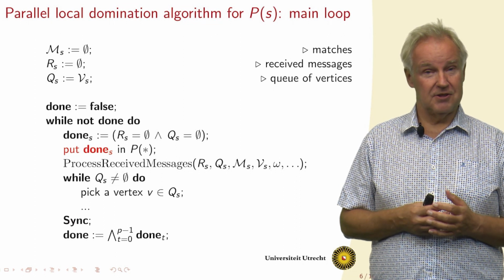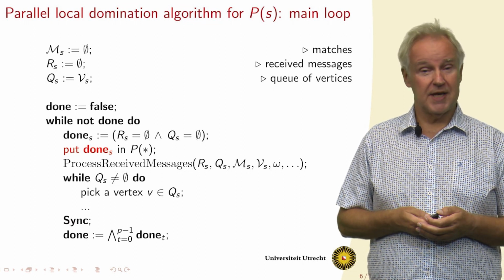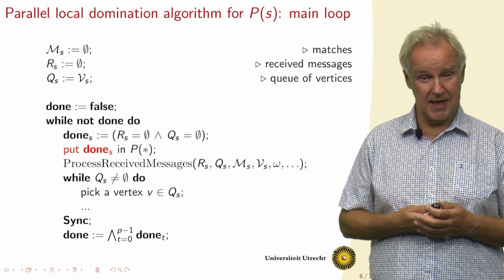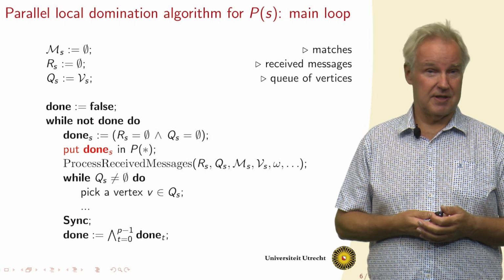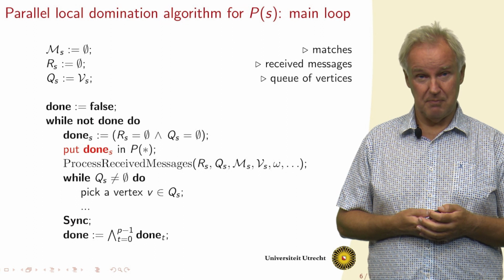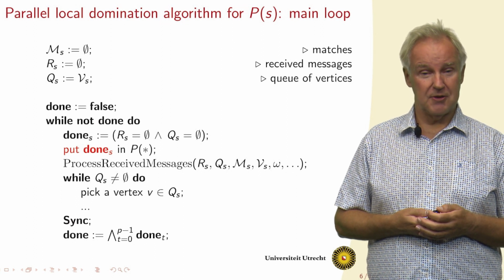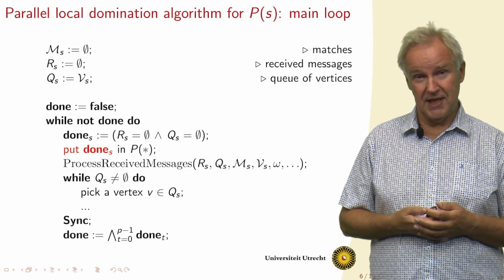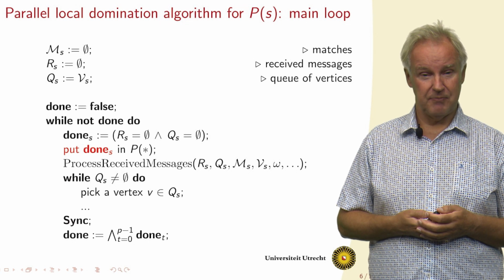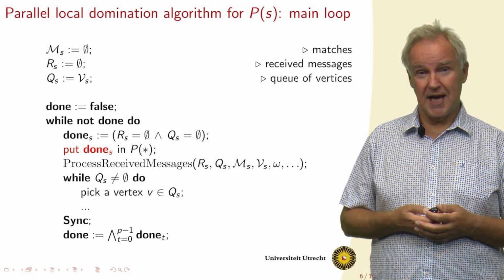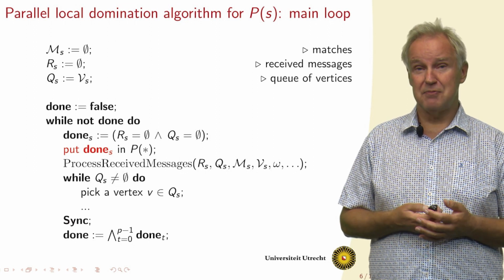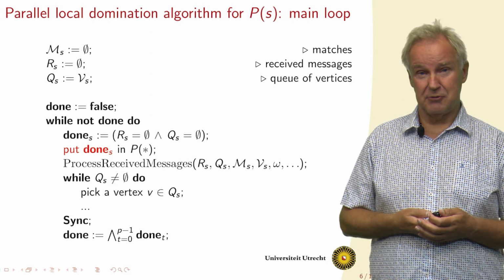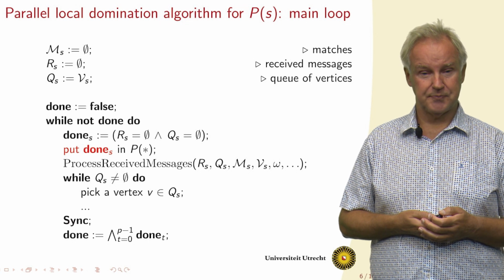So, having the data distributed, we can parallelize our local domination algorithm, and this is the main loop. We start with an empty local matching set, MS. We also have a full Q. QS is the complete local vertex set VS. And we have something new. We have a queue of received messages, RS. And that's a set that contains all the messages that we received in the current superstep.